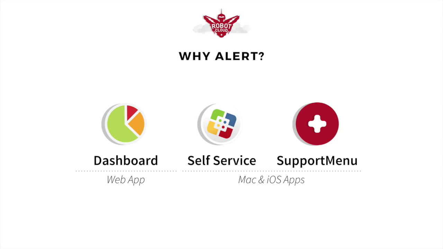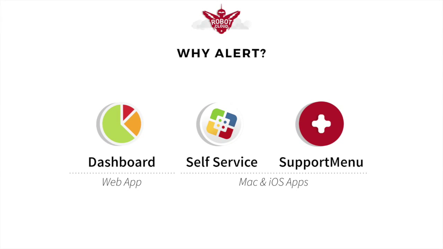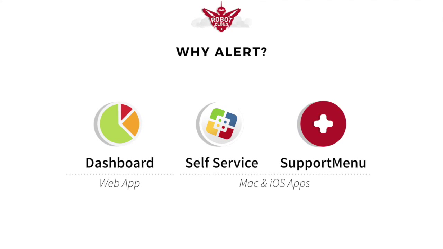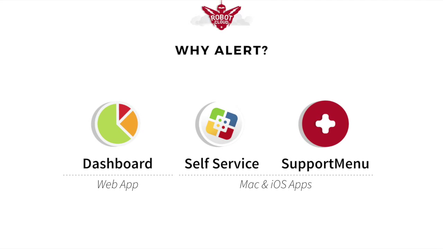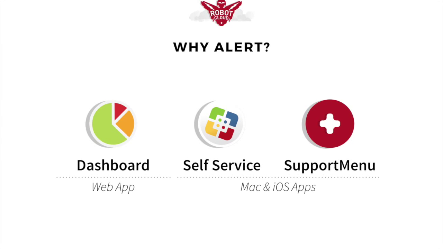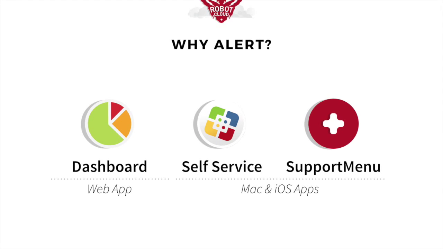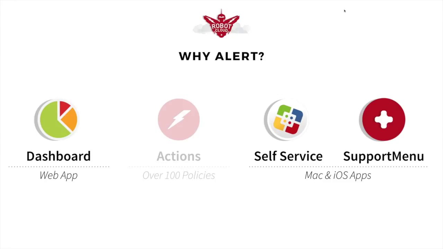So some background on why we want to alert in the first place. When we think about servicing the customer, what does the customer see? In many cases, they see our dashboard on the web, which everyone here has access to if you're a Robot Cloud customer. They see self-service on the desktop, and they see support menu in the menu bar. The customer sees certain pieces, but there's a lot that goes on in the background that they don't see. And those are actions or automated policies. And we have over 100 of those and growing, and they're mostly invisible to the end user.